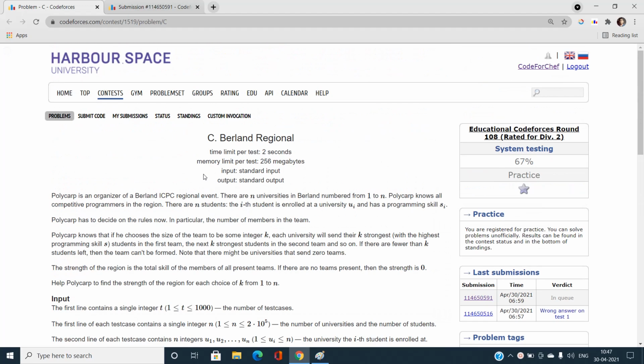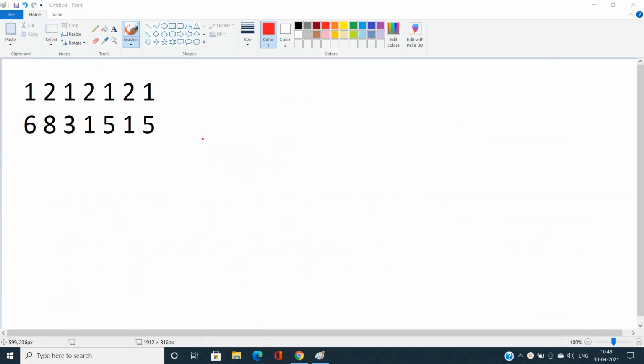So let's try to understand this entire problem with the help of an example now. I'm taking this array U and this array of S. Now if U_i is 1, it denotes that this ith student is enrolled in university 1 with a programming skill of value 6. Let us figure out which student is enrolled in which university. Talking about university 1, you can see the students enrolled are this one, this one and this one, with values 6, 3 and 5.